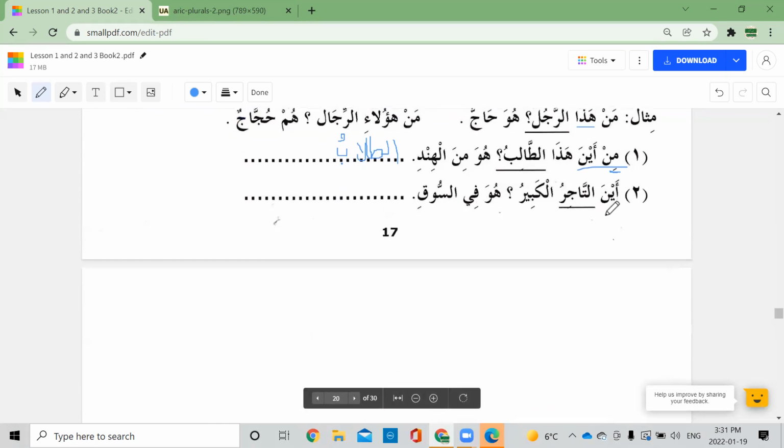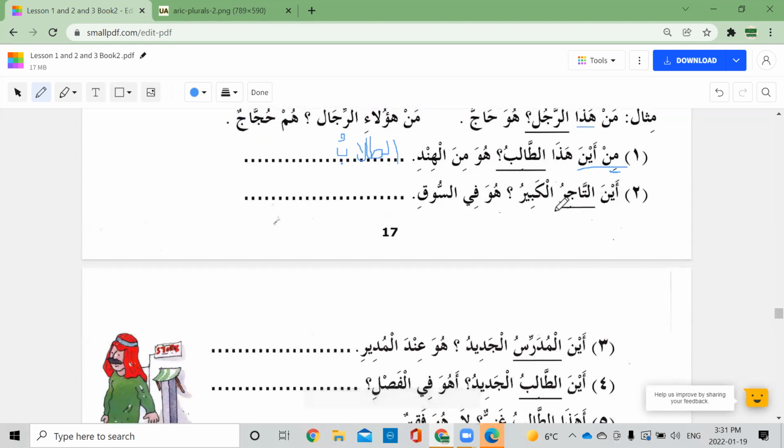Okay. Aina tajirul kabiru? Huwa fi suqi. Aina tujjarul kabiru? Huwa fi suqi.